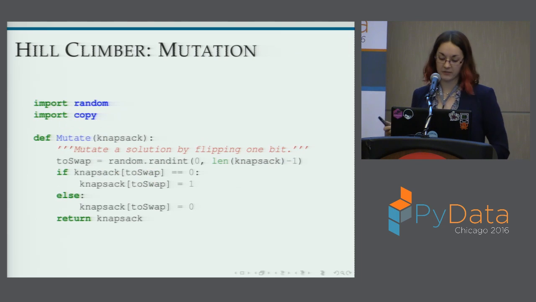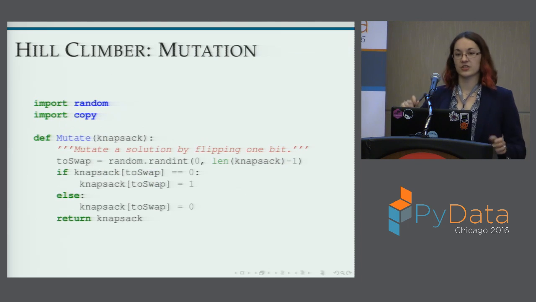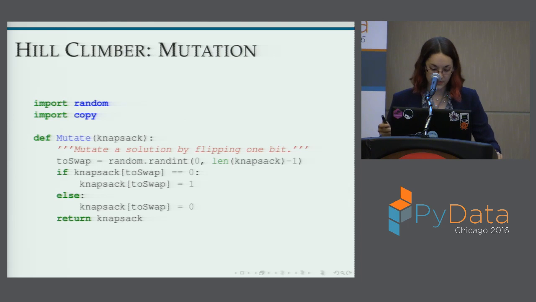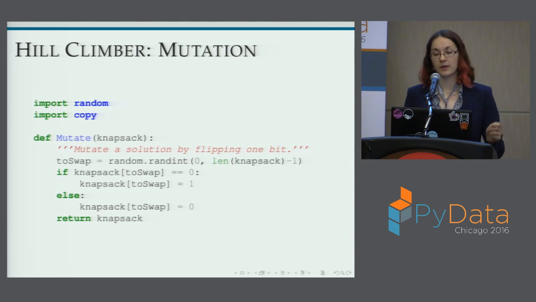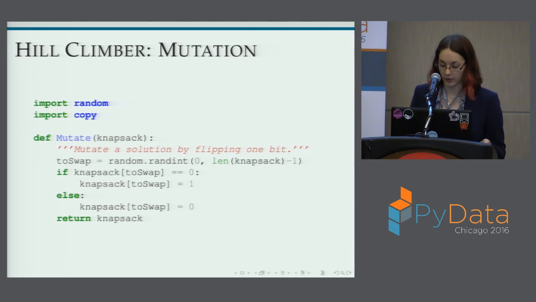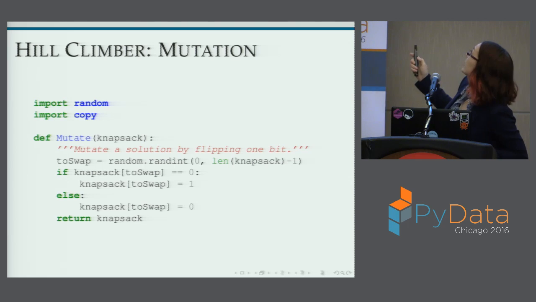And as a simple mutation function, all I'm doing is just flipping one bit. So basically that means I'm going to randomly select an item, and if it is in the inventory, I'm going to remove it. If it's not in the inventory, then I'm going to add it. So here I'm just doing that by choosing an index in the list and then swapping it.